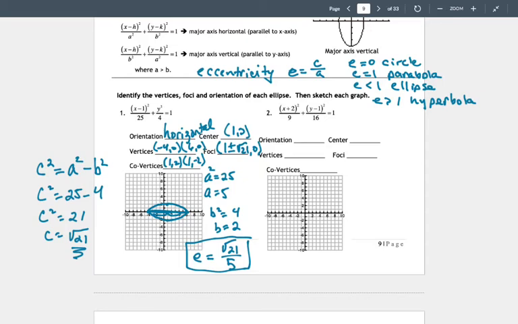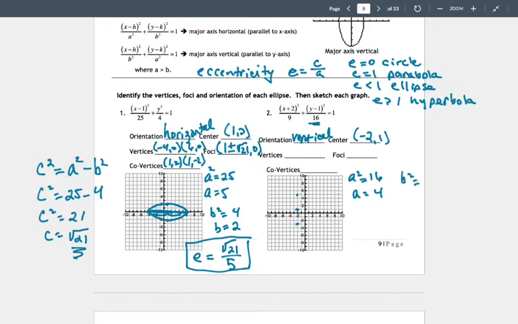All right, on the next one, our bigger number is under the y. That tells me it's vertical. My center is at -2, 1. My vertices I'm going to get after I plot that center. So -2, 1 is my center. This time my a squared equals 16, and so a equals 4. So I'm going to go vertical because it's a vertical one. Up 4 and down 4 from the center.